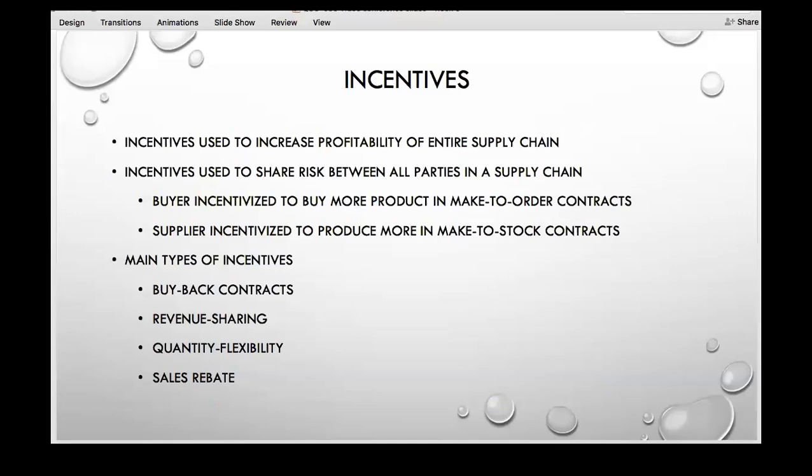So there's 4 main types that they talk about in the book. We've got buyback contracts, revenue sharing, quantity flexibility, and sales rebates. There's a lot of them in there, actually. There's quite a few, but these are the main big ones.